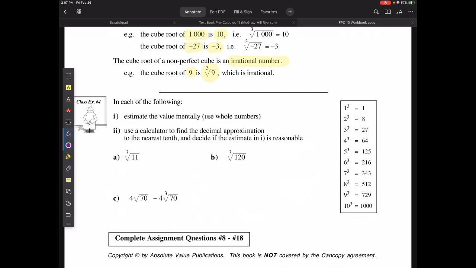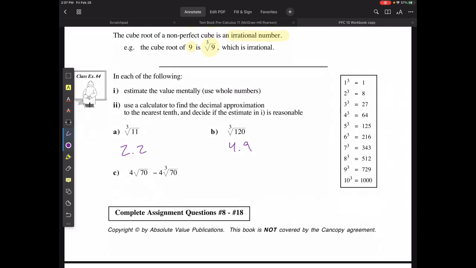And when I take the cube root of 11, then to the nearest tenth, I get 2.2. If I take the cube root of 120, I get 4.9. And if I take 4 times the square root of 70 minus 4 times the cube root of 70, I get 17.0.